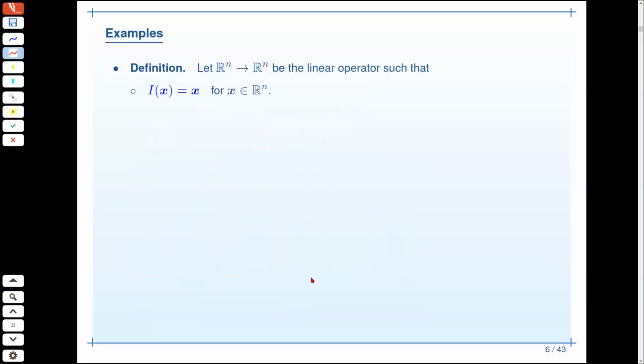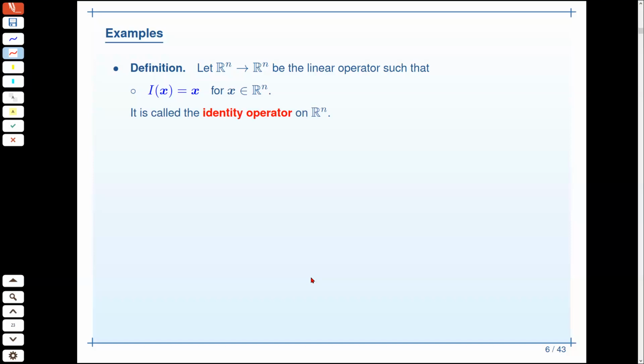Okay, so let's see some examples. Now for all the linear transformations, most likely if it is more convenient, I will use the matrix form. Let's consider the linear operator from Rn to Rn. This is the simplest: no matter which input I have, I just send it to itself. This is known to be the identity operator, something like the identity function.